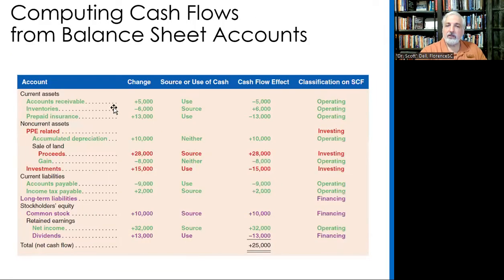Now we look down here, this is our summary. We have our greens, our reds, our purples. The greens are the operating stuff. The reds are the investing stuff. And the purples are the equity stuff. So that's what we're analyzing. And operating, investing, and financing is where we're classifying things.